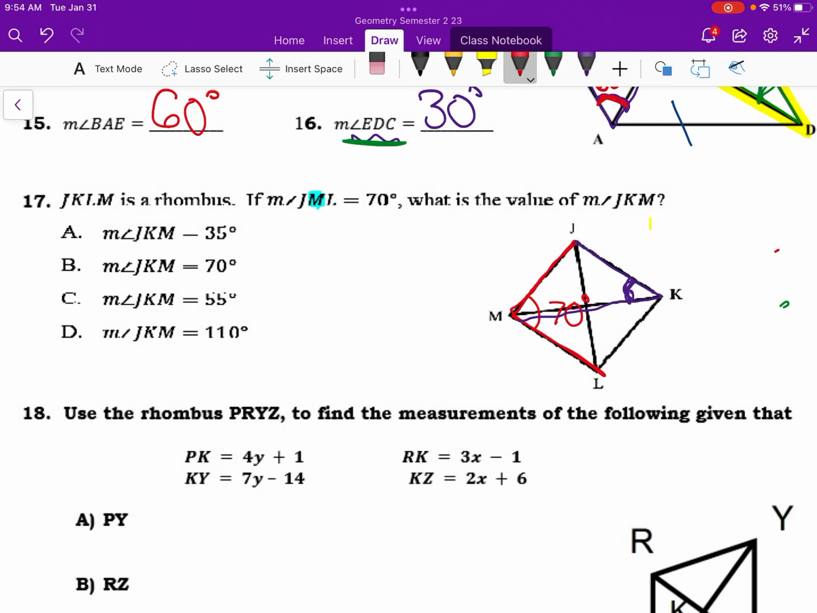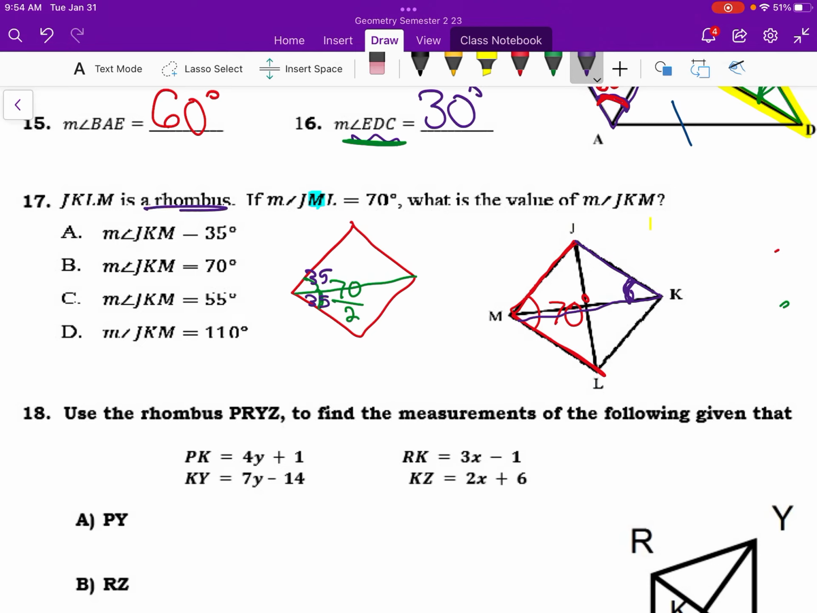All right, so a rhombus. A diagonal cuts these angles in half. So if the whole thing is 70, what's half of 70? Well, that means each of these chunks is 35 degrees.